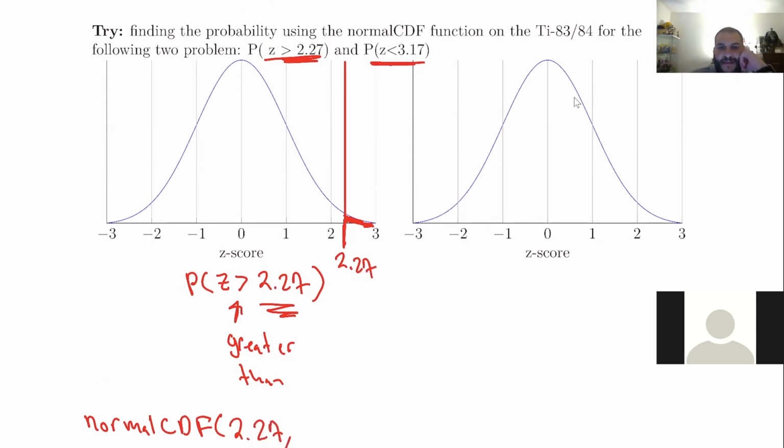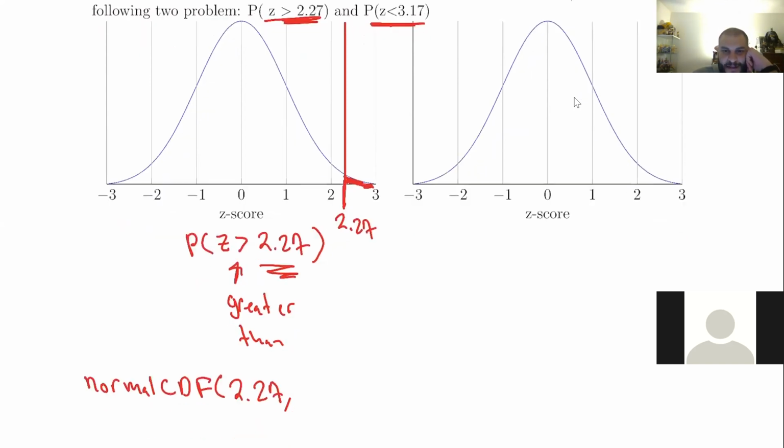So what's my highest value that I shaded? What will be my upper bound? Yeah, positive infinity, so 10 to the 10 power. So let's go ahead and do that. I'm going to do normal CDF 2.27, 10 to the 10 power. So let me go to the TI-84.